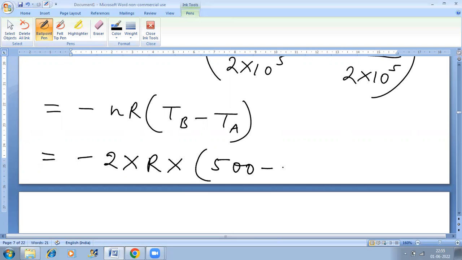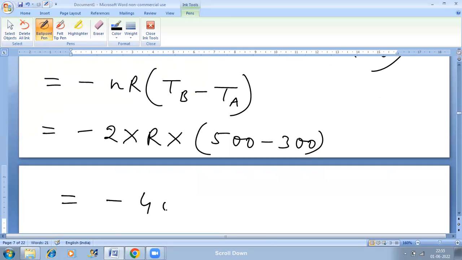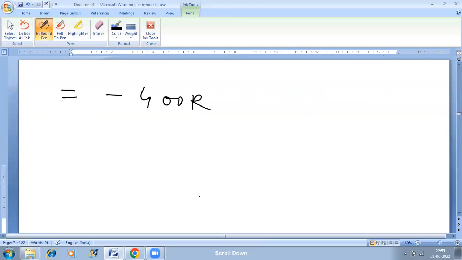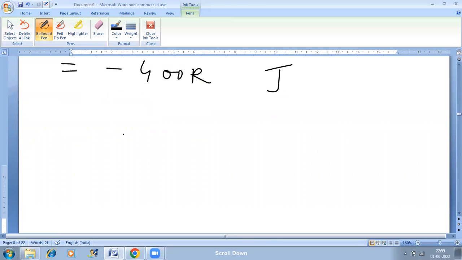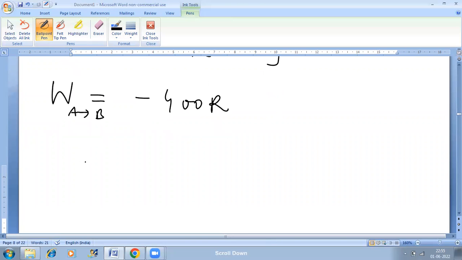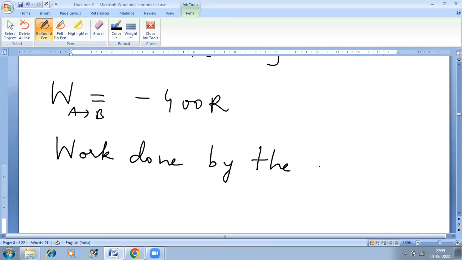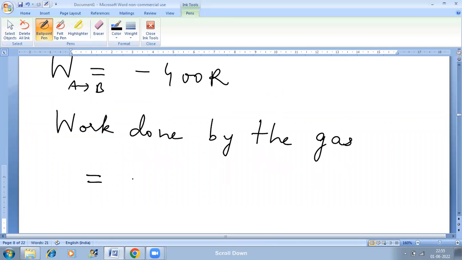TB is 500, TA is 300. This becomes minus 400 R. If R is taken as 8.314 joule per mole per Kelvin, then the value of this work done will be in joules. Anyway, so work done is equal to minus 400 R, that is from A to B. And hence I can say that work done by the gas, because when I use the word by, I have to write only the magnitude, and so this becomes the answer.